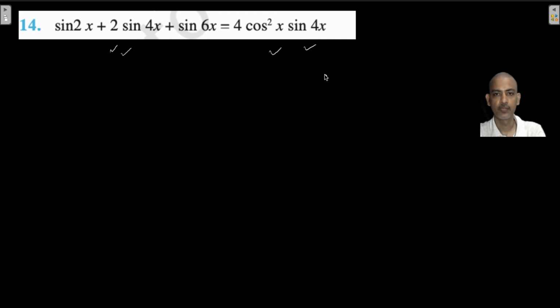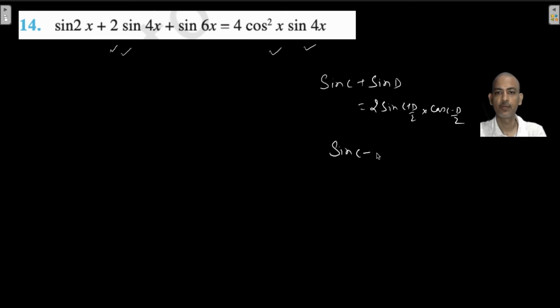So for example, we need to remember what is sin C plus sin D. Alright, so this will be nothing but 2 of sin (C plus D) by 2 into cos of (C minus D) by 2, and if it is sin C minus sin D, just remember, then it is going to be 2 of cos (C plus D) by 2 into sin (C minus D) by 2.